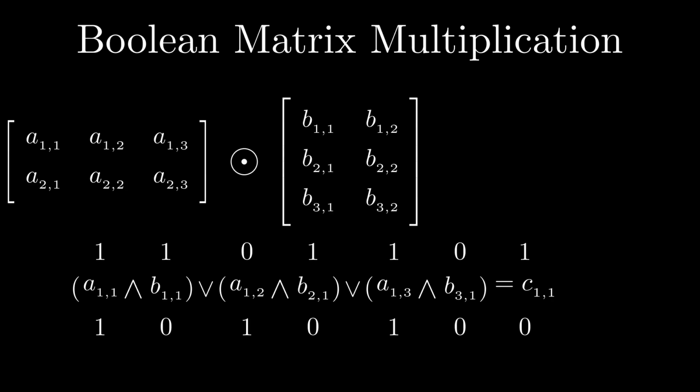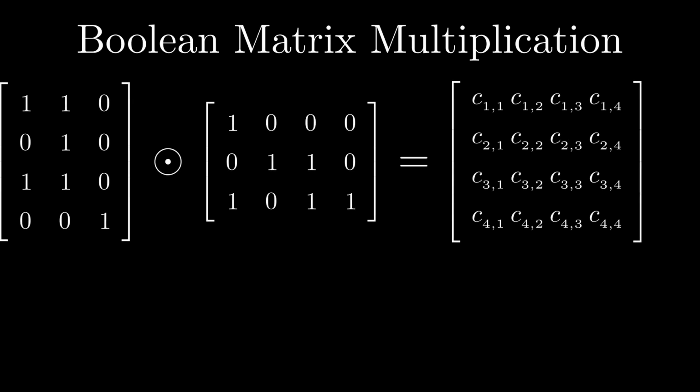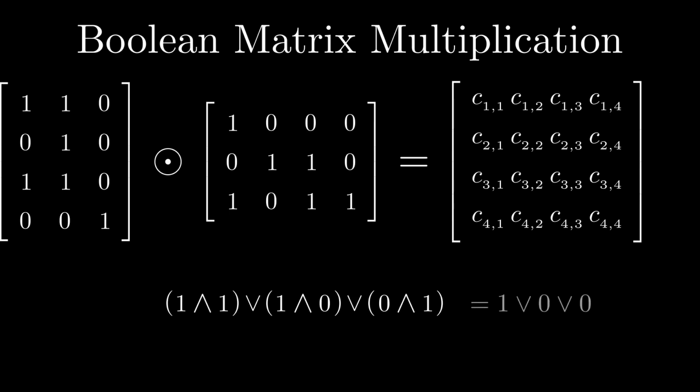Let's begin an example together, using these two Boolean matrices, A and B, to compute C at 1, 1. We grab the first row of A and the first column of B. We then AND each pair together, giving us 1 and 1, or 1 and 0, or 0 and 1. This simplifies to 1 or 0 or 0, which simplifies to 1. Thus, C at 1, 1 is 1.